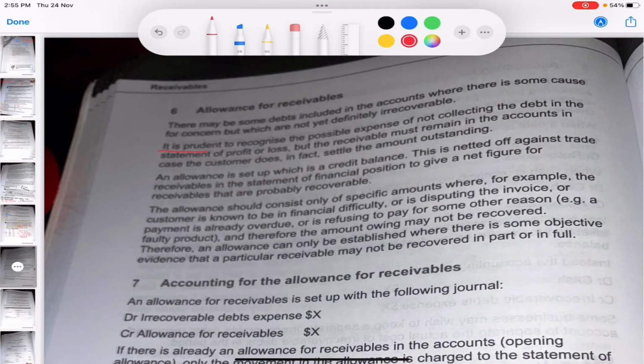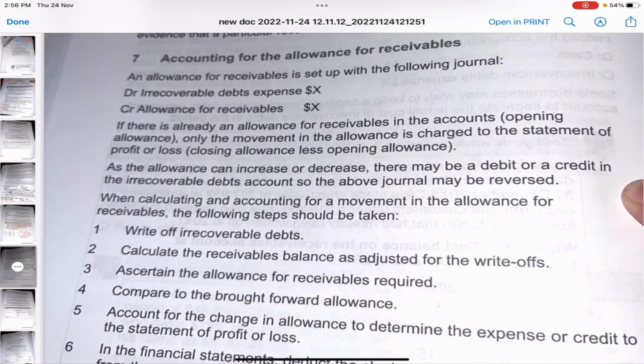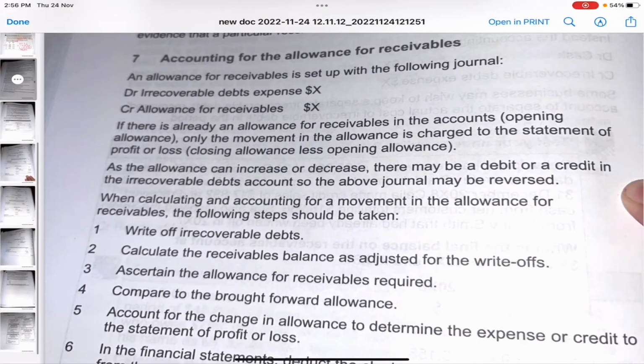It is prudent to recognize the possible expense of not collecting the debt, but the receivable must be maintained in the accounts. An allowance is set up, which is a credit balance. So I told you allowance has a credit balance. All the provisions have a credit balance. Right. Now let's see the journal entry of the same. This is the last topic in the chapter.